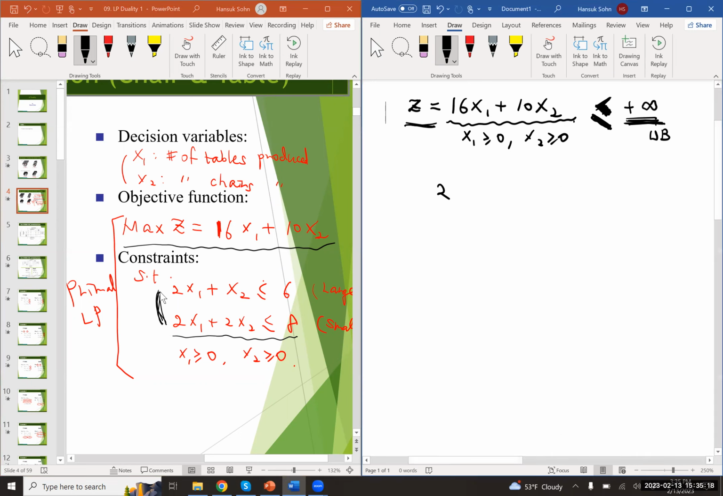So we have 2x1 plus 2x2 is less than or equal to 8. Now, what we're going to do is multiply this constraint on both sides by 8. Okay, so multiply by 8. We're going to have 16x1 plus 16x2 less than or equal to 64. Is that right?